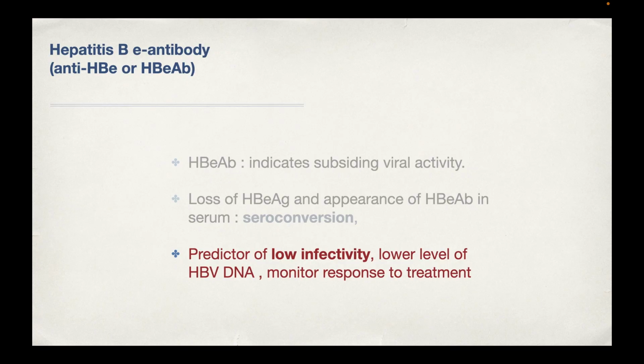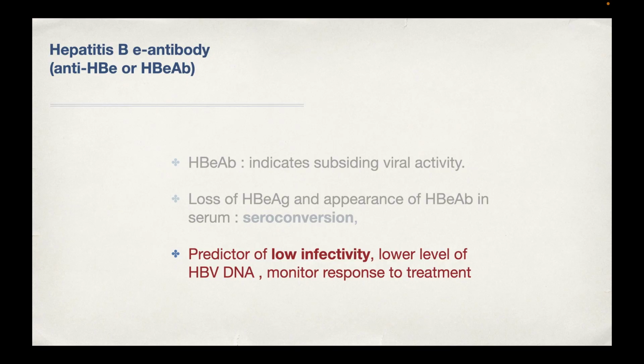Now, once we have hepatitis B E antibody in the blood, it serves as a predictor of low infectivity. It also tells us that the viral DNA has reduced levels, and we also use the levels of the hepatitis B E antibody in the blood to monitor the response to treatment. And so anytime we have the hepatitis B E antibody in the blood, it tells us that whatever treatment we are giving is working. And so the person is no longer in a state of infecting other people, or does not have any active or infectious process going on in the body.